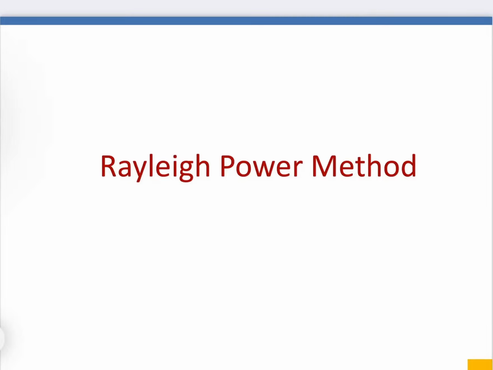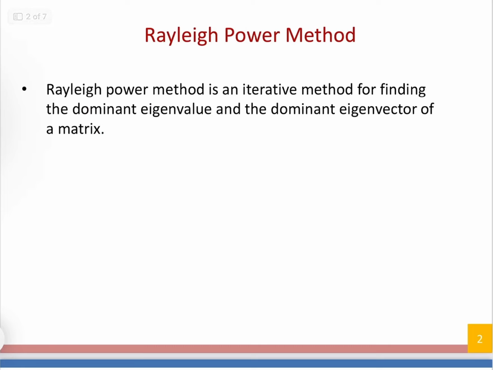Hello everyone. In this video we discuss Rayleigh power method. Rayleigh power method is an iterative method and it is useful to find the dominant eigenvalue and the dominant eigenvector of a matrix.